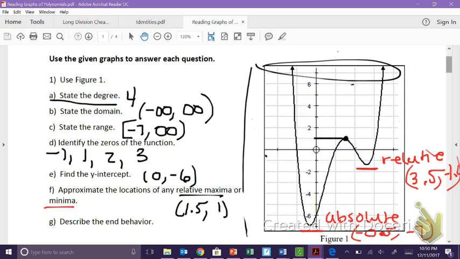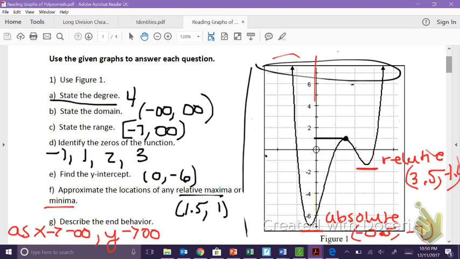Now, last but certainly not least, the end behavior. I like telling my students to find this first so we know what kind of degree we're looking at, what kind of function it is, whether it's positive or negative. Now, as x goes to negative infinity, what's happening to your function? What's happening to this y value right here? What's happening on this y-axis? Y is going to positive infinity.